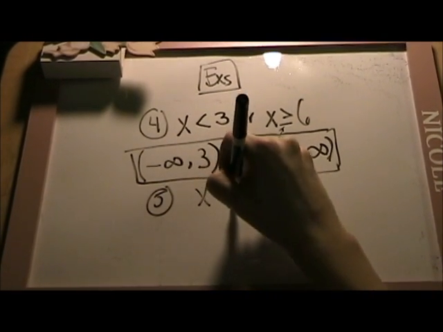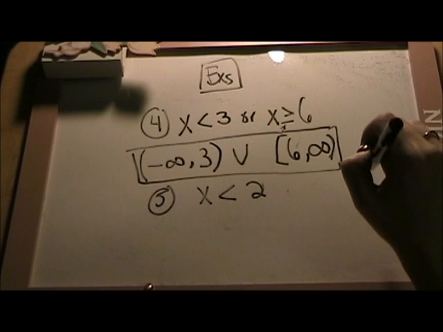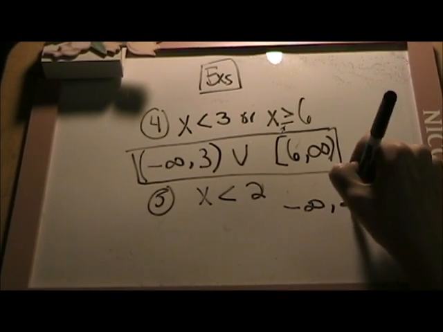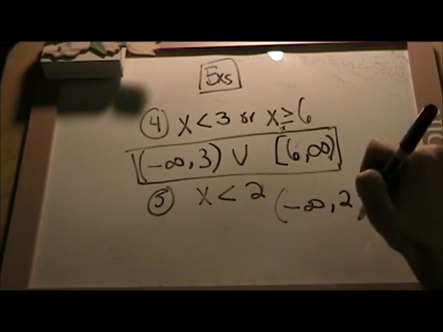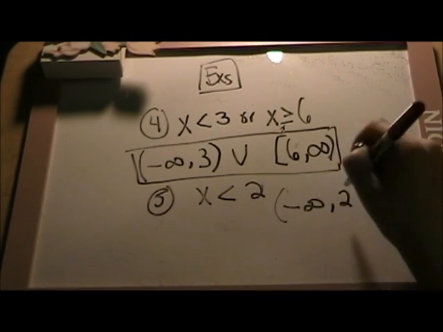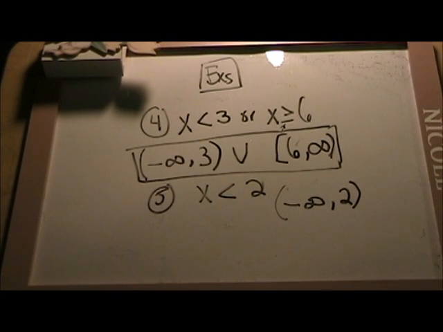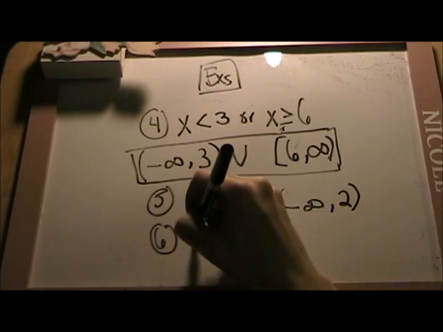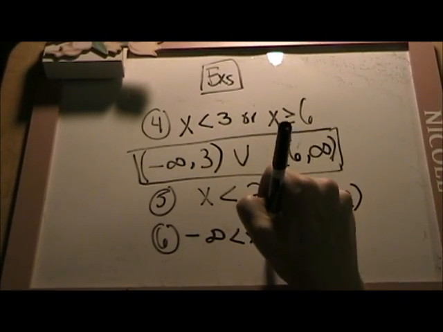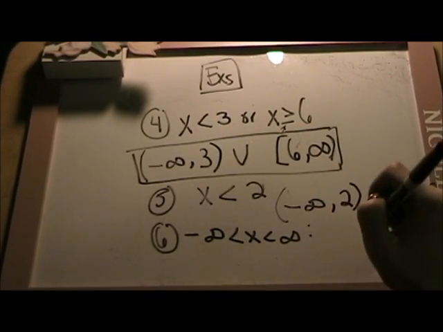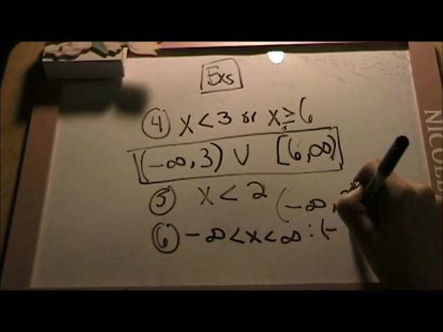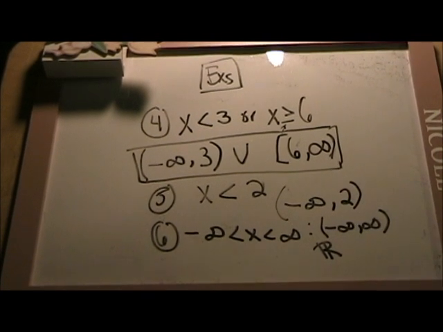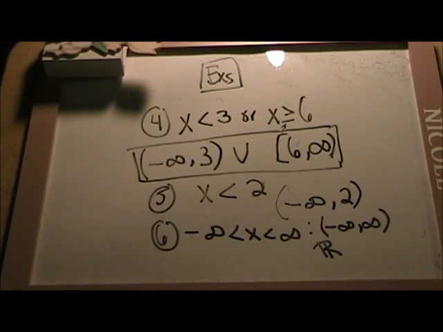X is less than 2. So 2 or smaller means smaller. 2 is our highest. Always parentheses. Not an equal to, so parentheses. And then if I say -infinity is less than x less than infinity, you have 2 ways to write this. Parentheses, -infinity to infinity parentheses, or this also is all reals. So either notation works for me.